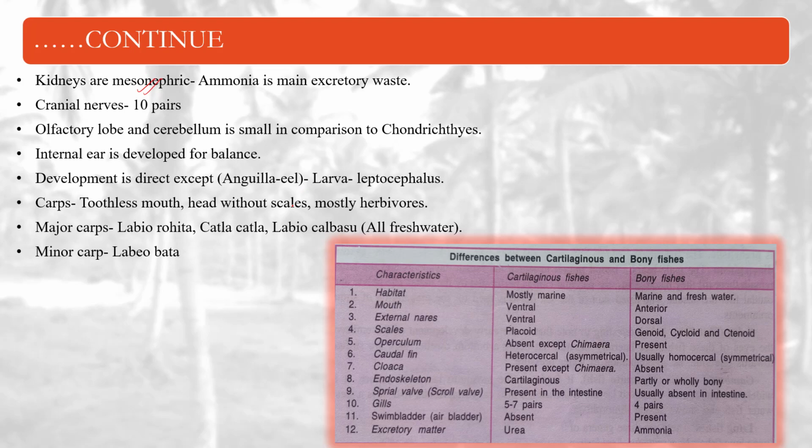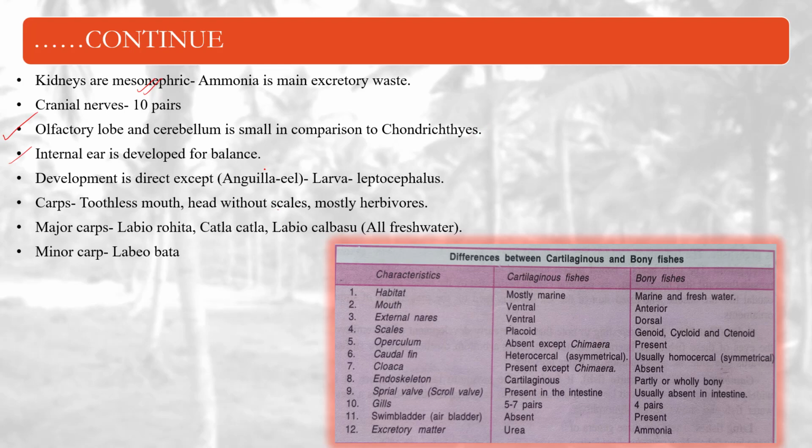Cranial nerves in both cases, cartilaginous fish or bony fish, they both have what? 10 pairs of cranial nerves. Now, the olfactory lobe in cartilaginous fish is very large or highly developed. Cerebellum is also very large, but in bony fishes the olfactory lobe and cerebellum are small in comparison to cartilaginous fishes, right?